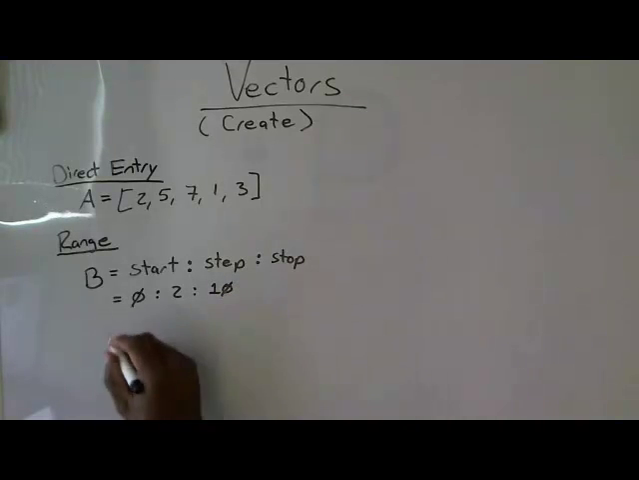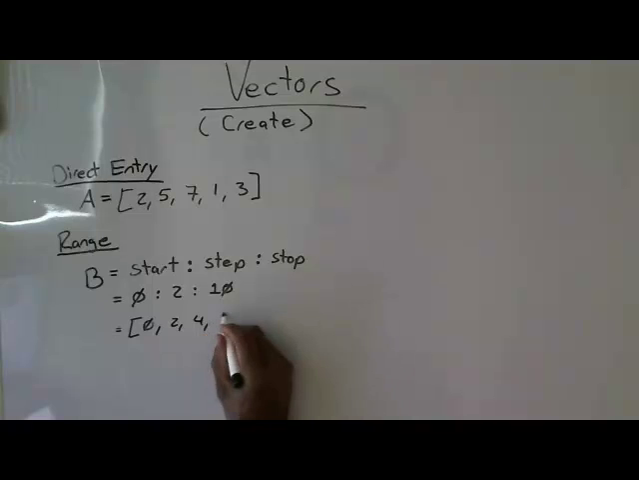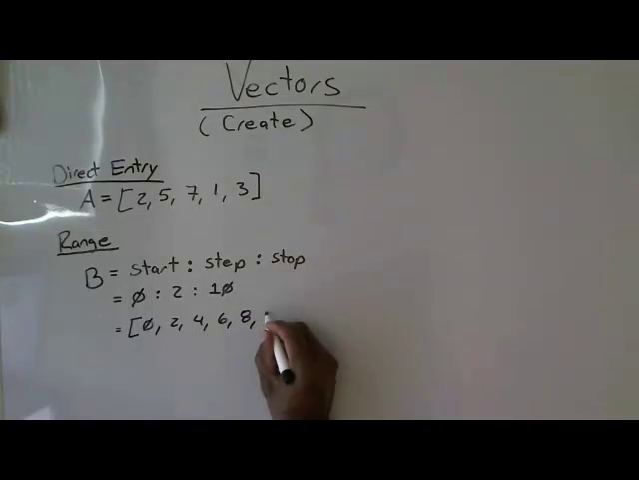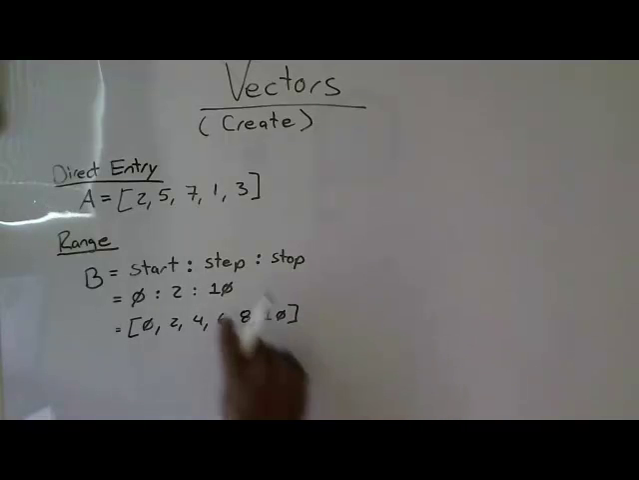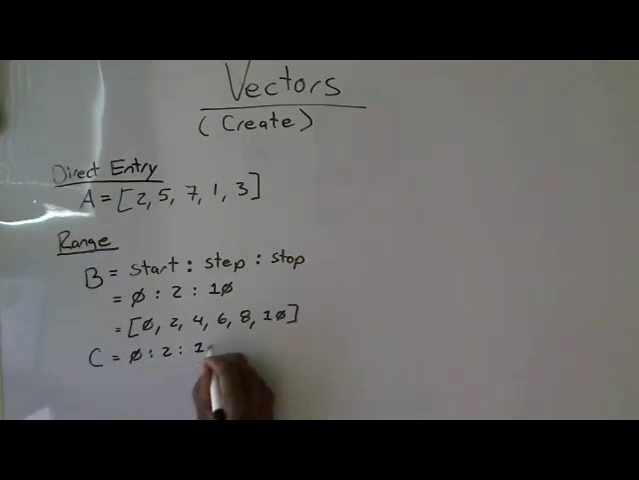That is the equivalent of having written 0, 2, 4, 6, 8, 10. Those are equivalent. This is a shorter way for me to do it. So if I wanted vector C to have all the even values between 0 and 100, I would simply do 0:2:100.